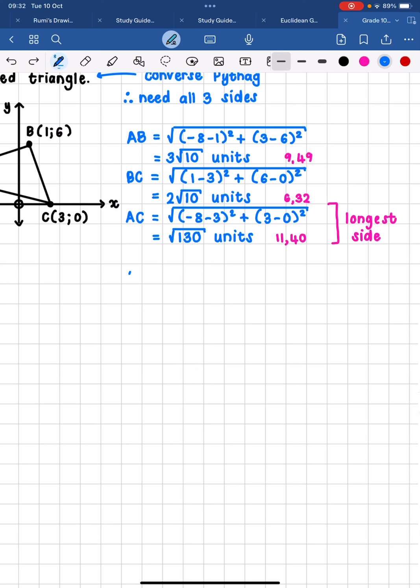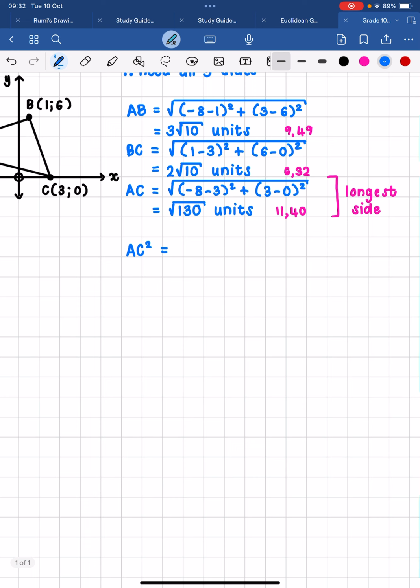Okay, so we're going to say longest side squared. That's always how you start off. You identify the longest side and then you square it. That is going to give us 130, because we're saying the square root of 130 squared. So the square root and the square cancel each other out. So that's 130. I'm just going to write on the side here, this is longest side squared.